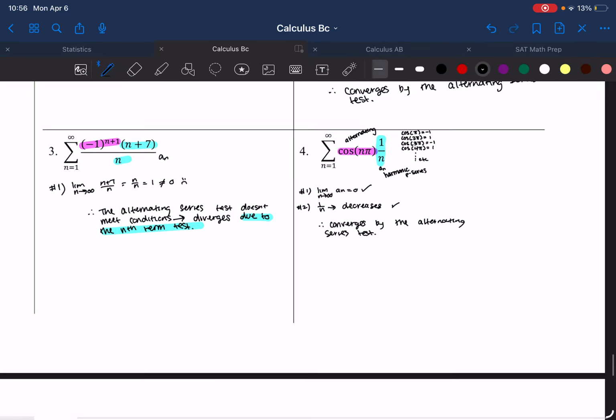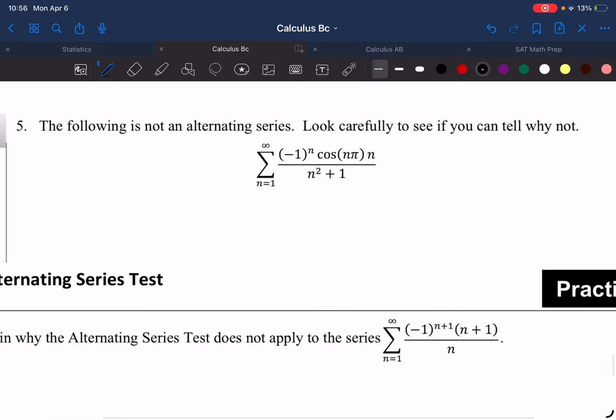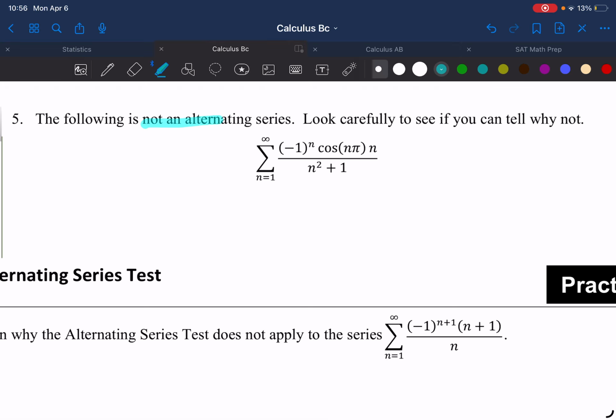And then the last one, number 5 here. It says the following is not an alternating series. Look carefully to see if you can tell why not. Since this is a video and we're not in class, I want you to pause the video, turn to your neighbor, and take about 30 seconds to discuss and explain why this is not an alternating series, even though I see clearly that it has two alternating series within it. Pause it, come back after the discussion, and then unpause it.